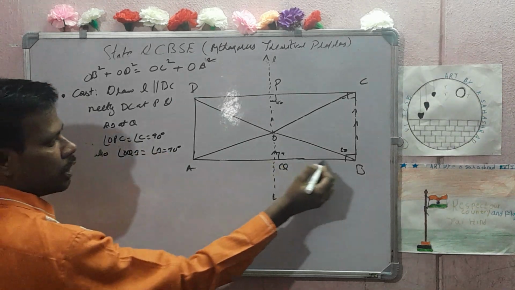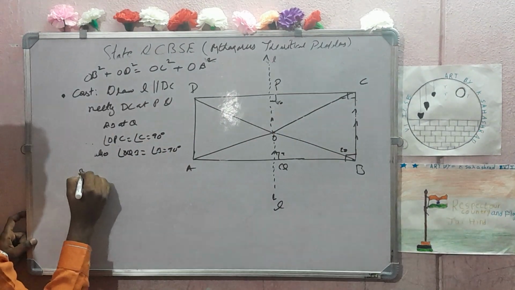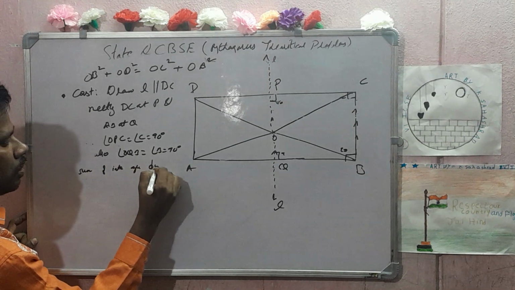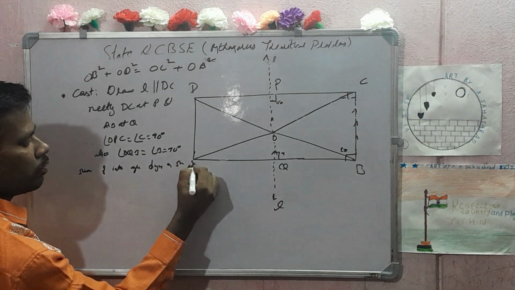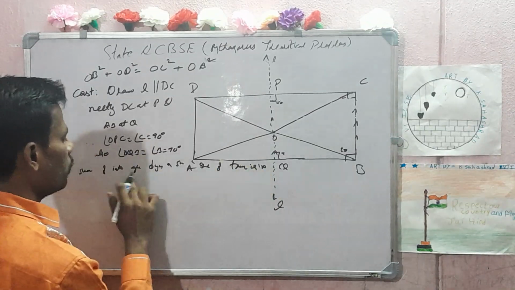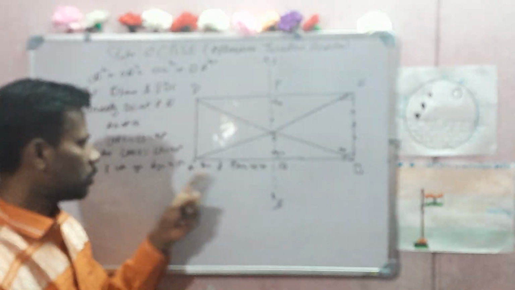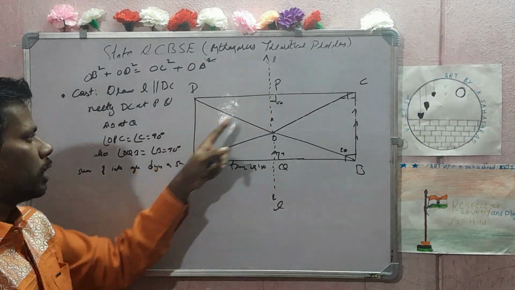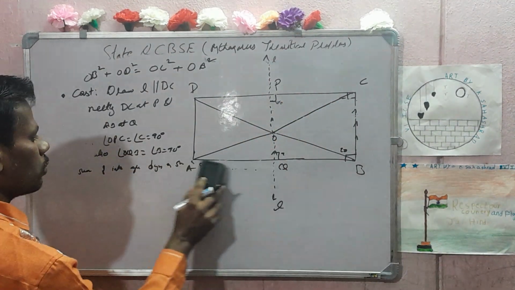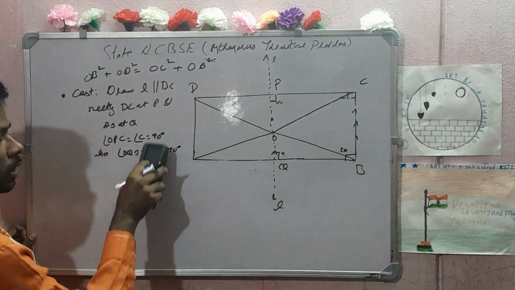You are saying this is 90, this is 90 because sum of interior angles lying on same side of transversal is 180. I don't have the term, that's why I am writing in short form. Sum of interior angles lying on same side of transversal is 180. Therefore this statement will come.